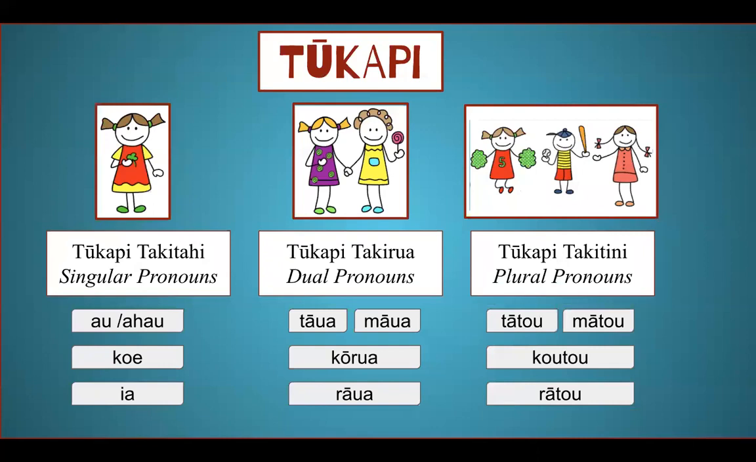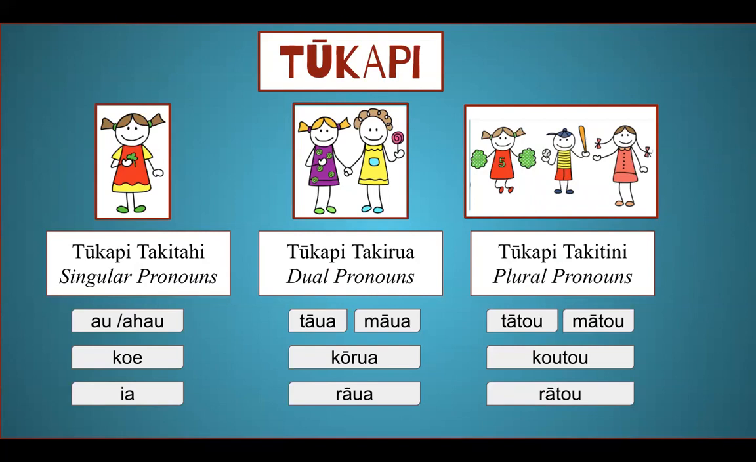Here we have three different groups of tūkapi: singular, which refer to a single person; dual, which is two people; and plural, for when we refer to three or more people, animals, or things. The singular pronouns are ahau, which means I or me; koe, which means you, one person; and ia, which can mean he, him, she, her, or it.